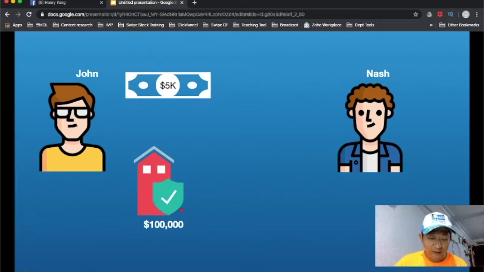Now, if Nash does not want to buy the house, John will keep this $5,000 and Nash will just walk away and lose $5,000. This is very common. If you are buying property, you put down a deposit to hold the property for a certain amount of time, but if you do not exercise this option, your $5,000 is gone. It's the same scenario, and we are using this example here.